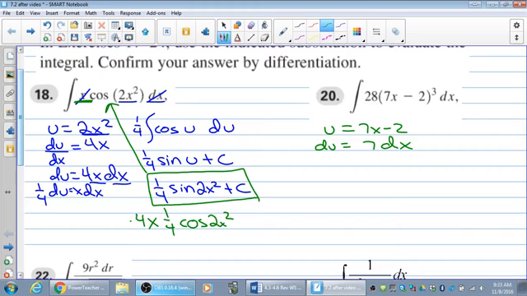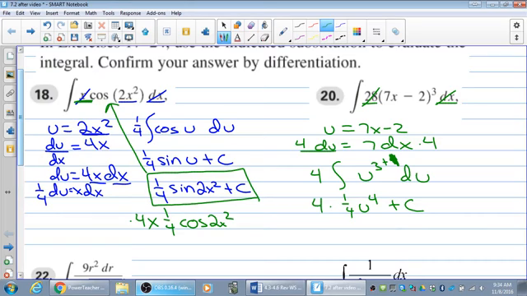I don't have 7 dx, I have 28 dx, but that's okay because we can just multiply both sides of this times 4. Now that's 28 dx. So 28 dx becomes 4 du, 4 times the integral of du, and now we have u to the third. Now the question is, do we have something that we can take the integral of? Well, certainly. We add 1, so 4 times 1/4 u to the 4th plus c.